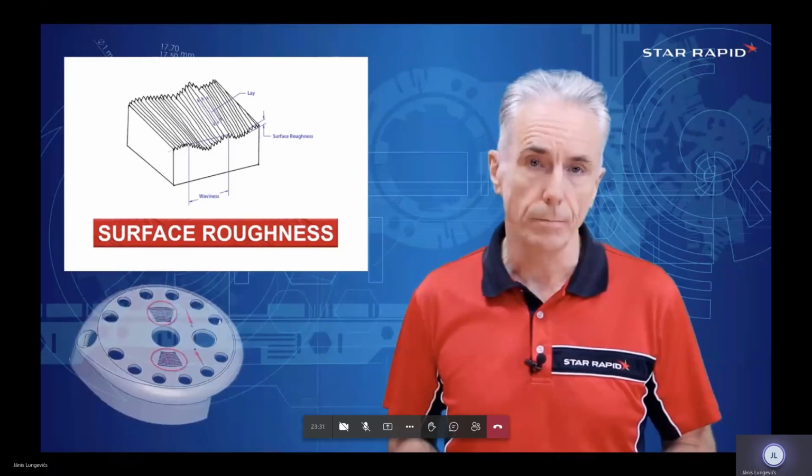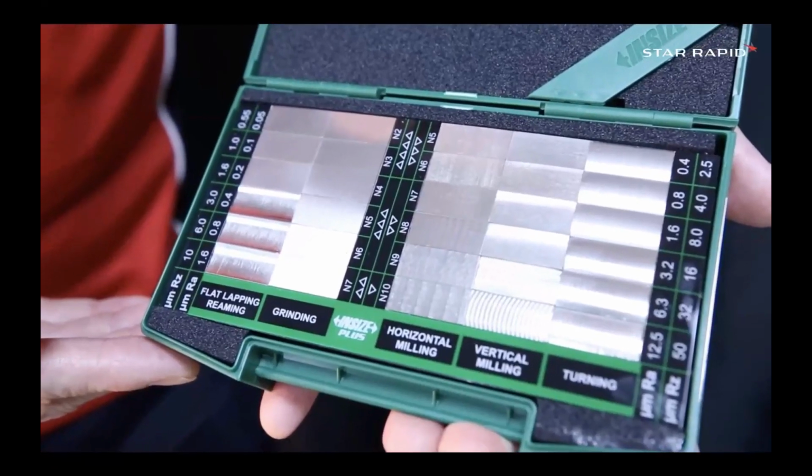One final thing I would like to show you is this. This is a set of surface roughness samples. The cost will be anything from $100 up to about $350, depending upon the material they are made from. This set happens to be made of nickel, so it doesn't rust.